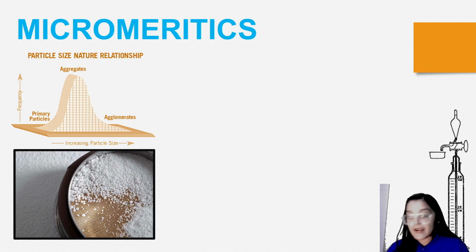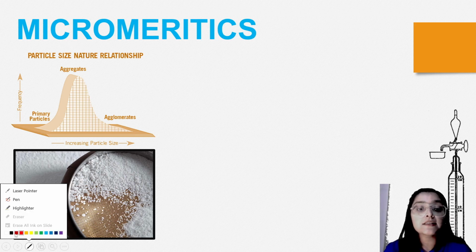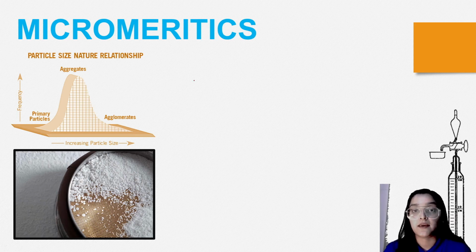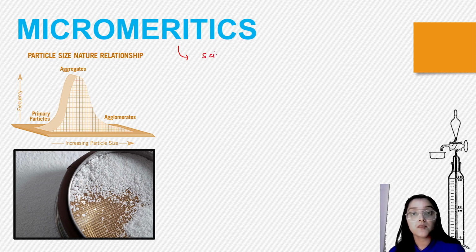I'll be writing the top definitions and important things right here, and you all need to note them down and also understand the concepts which I will be discussing. As the name suggests, micromeritics is the science and study of small particles. The study of small particles is termed micromeritics. You can write: it is the science and technology which is related to smaller particles.